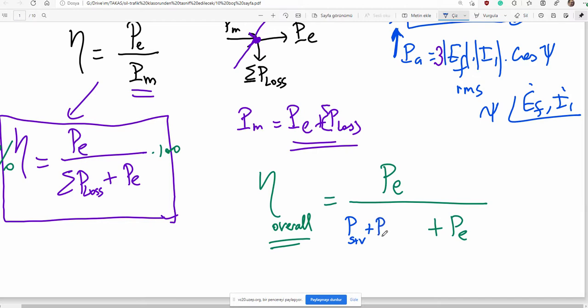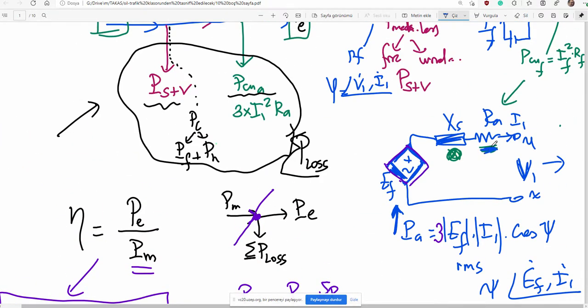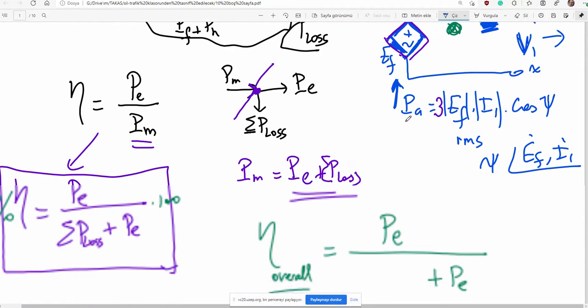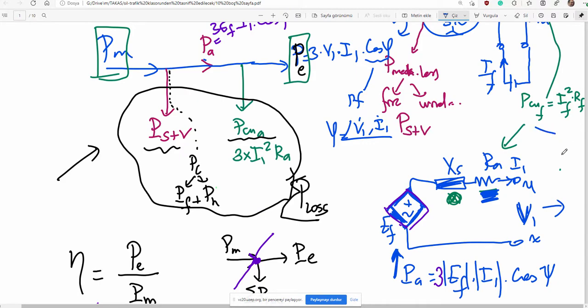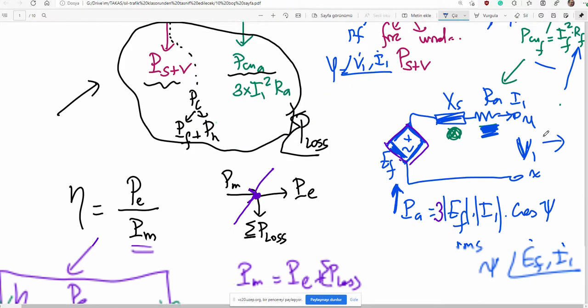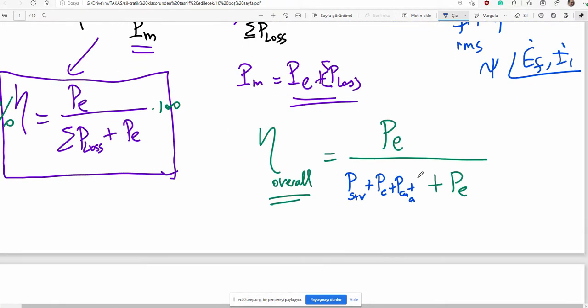if there are any core losses given. If armature resistance is given, here you see armature resistance, there is copper loss in armature. In case field resistance is given, here will be copper loss in the field coil. As you see, those are called total losses.